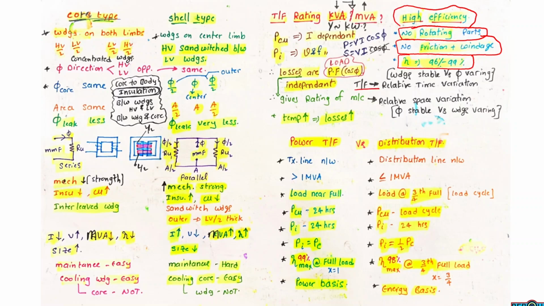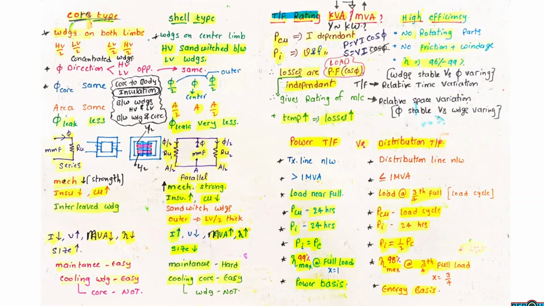Transformer versus rotating machines. In case of rotating machines, the EMF is generated based upon relative space variation. Relative space variation means fluxes are stable, whereas windings are rotating. Whereas in case of transformer, this is relative time variation. The windings are stable, the flux is varying. So these are the two conditions for EMF generation. In rotating machines, that is relative space variation. In case of transformers, this is relative time variation.